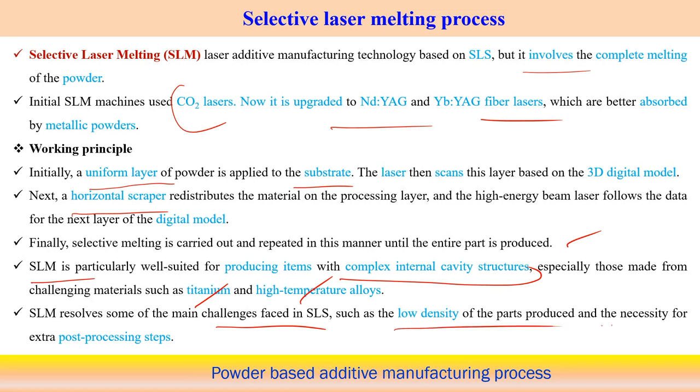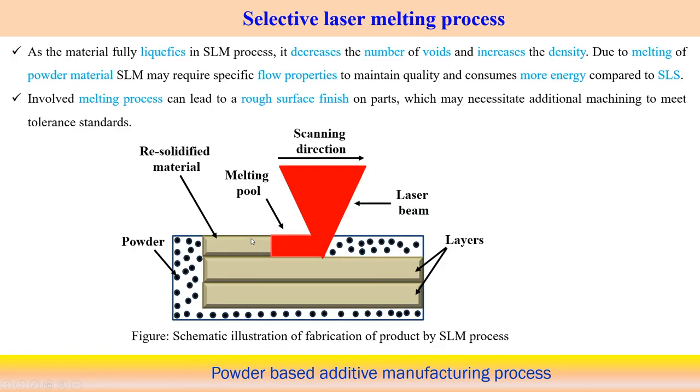Such as the low density of the parts produced and the necessity for post processing steps. The low density component produced using this selective laser sintering operation can be removed if we perform the melting operation as compared to the sintering process. The sintering process must follow some kind of post processing steps, so that can be eliminated if we follow the selective laser melting operation.